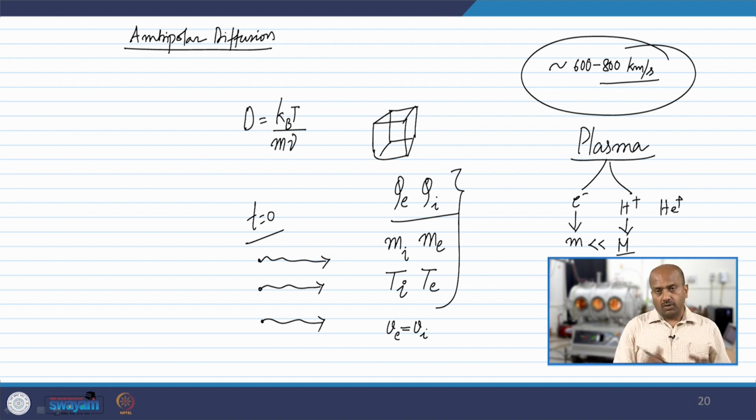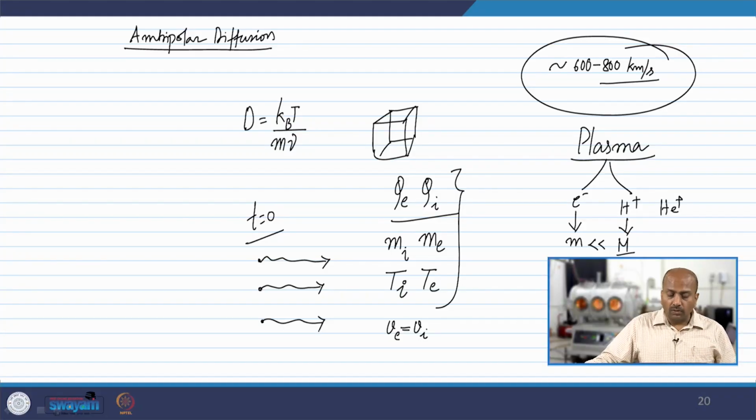So, when they move out, being the lighter ones, they move out and they will set up a space charge and an electric field. So, this electric field will obviously try to hinder the faster rate of diffusion of electrons, right. At the same time, the same electric field is going to be conducive for the movement of ions. So, the ions seeing this electric field, they will be faster. So, the electric field which slows down the electrons will act exactly in the opposite direction and will accelerate the ions.